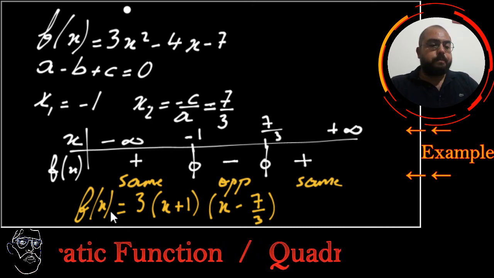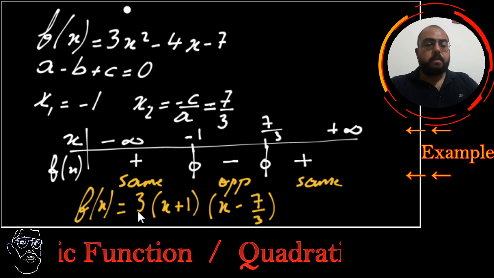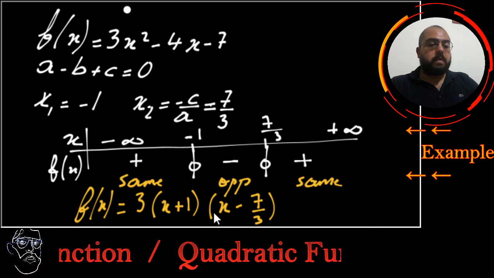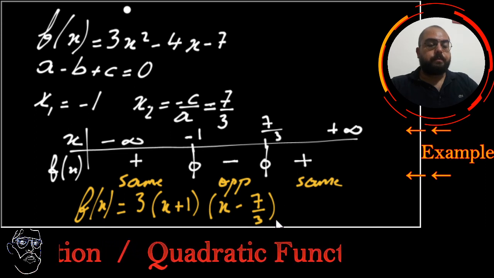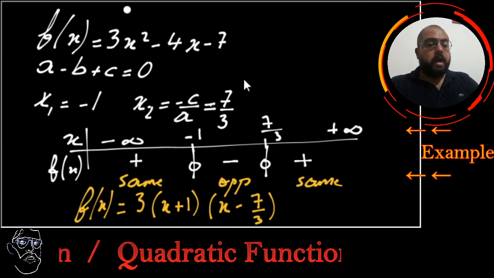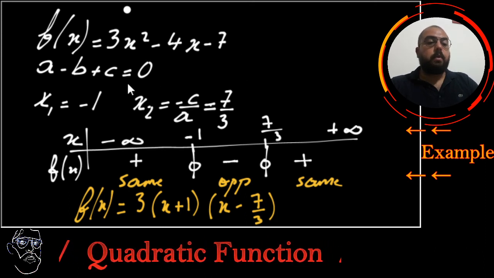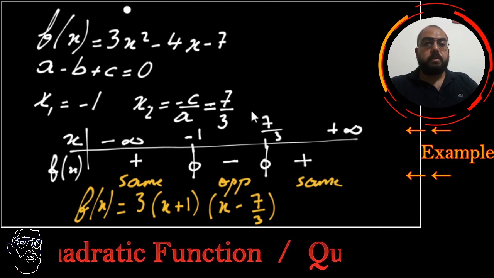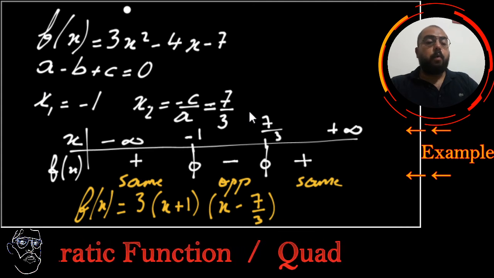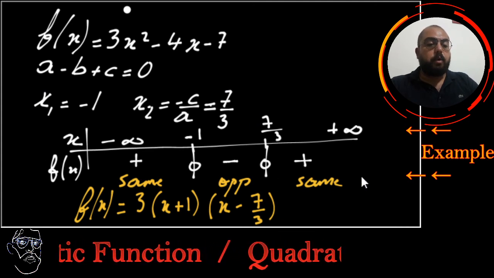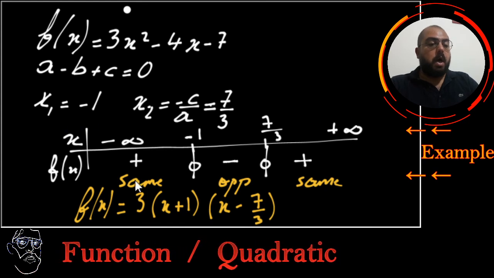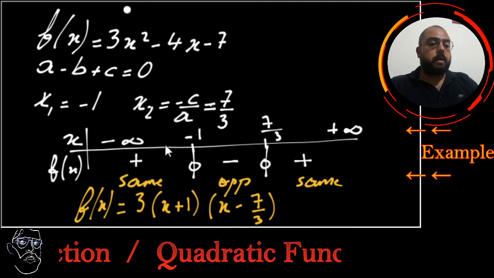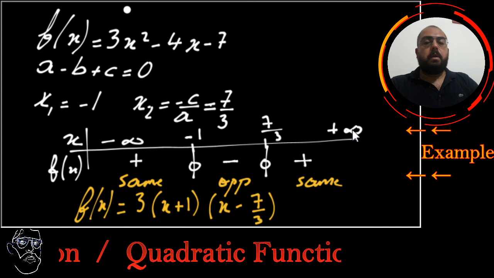So my function can be written as 3 times, this is a, the first factor x plus 1, the second factor x minus 7 over 3. So having this function, by calculating delta, I will be able to find the two distinct real roots whenever they exist, and I will be able to go through the table which will give me the sign of the function. I know that this function is positive for any value of x between minus infinity and minus 1, and from 7 over 3 till plus infinity.